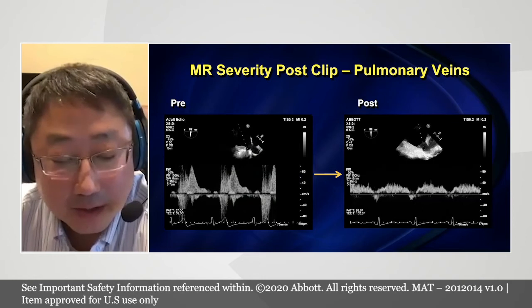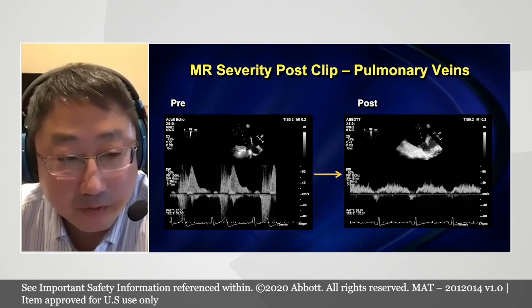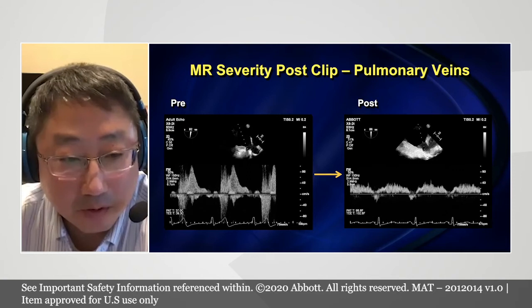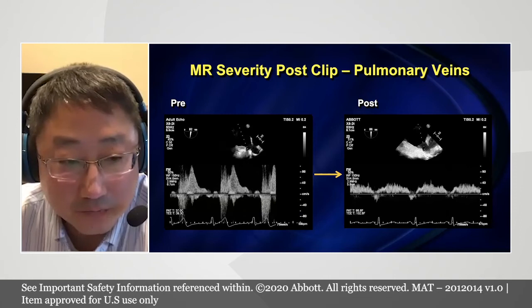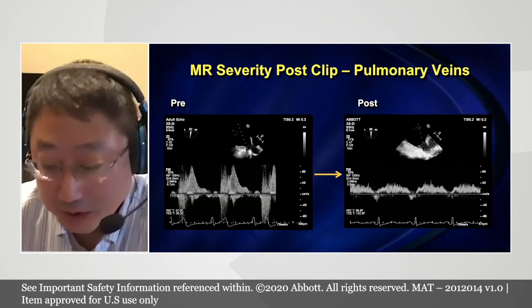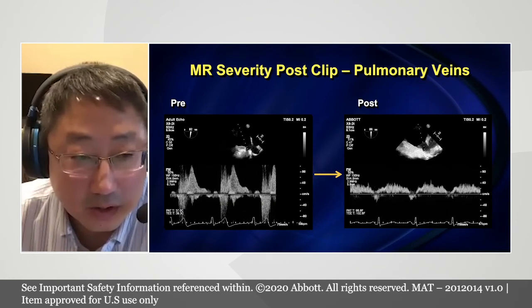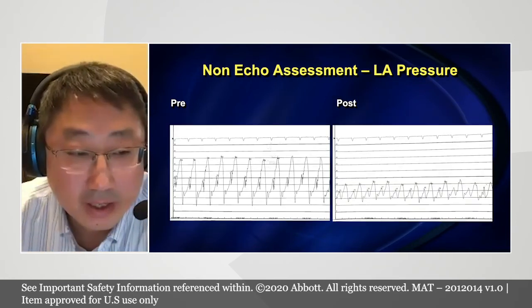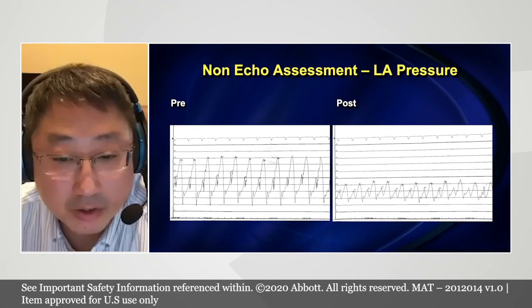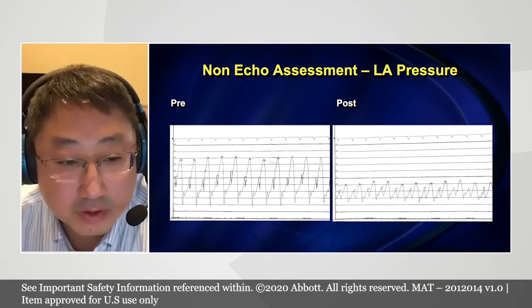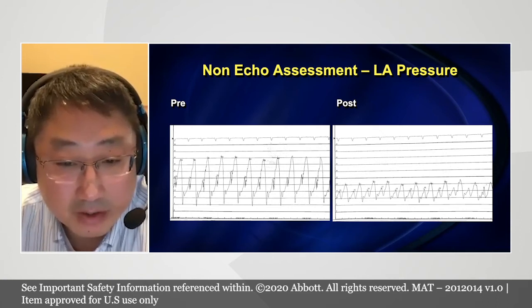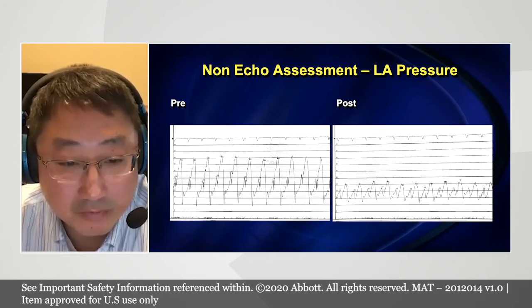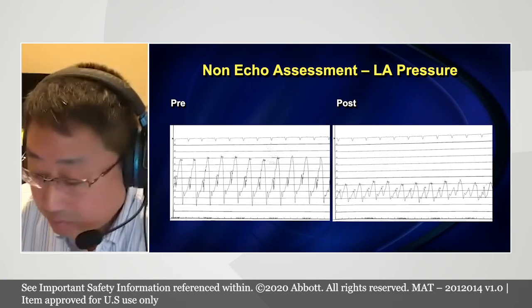Other things you can look at are the pulmonary vein reversals. So if you have significant pulmonary vein reversals in the beginning and this turns to forward flow, you know that you've significantly impacted the mitral regurgitation. So this is an additional measure you can look at, as is the left atrial pressure. With the new G4 systems, you can continuously monitor LA pressure. And if you significantly impact that LA pressure and reduce the V wave, then you have additional confidence that you've significantly impacted the mitral regurgitation.